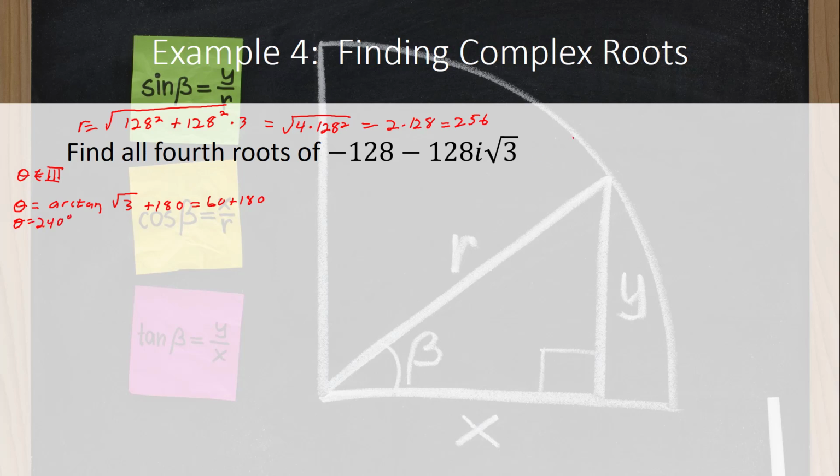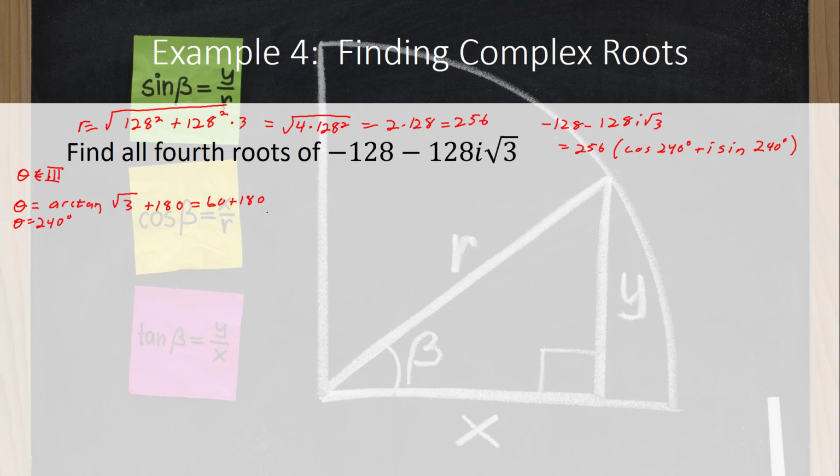So that means that negative 128 minus 128 I times the square root of 3 is going to be equal to 256 times the cosine of 240 plus I times the sine of 240. Okay, so now we can go ahead and find our 4th roots.